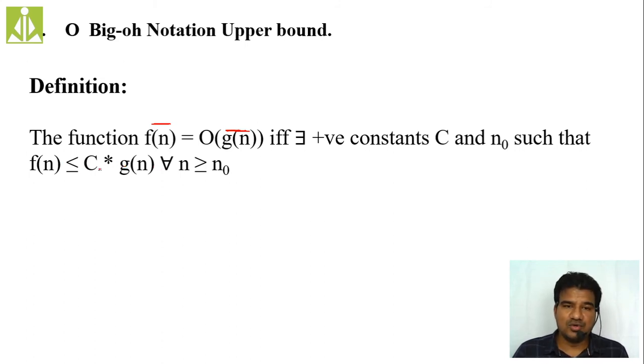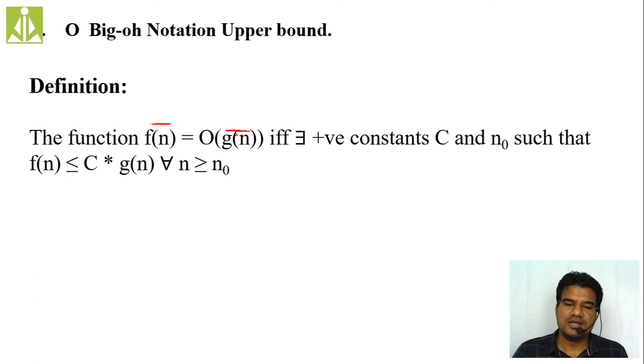If you are able to represent your f of n in this form for all n greater than or equal to n naught, then we can represent this entire function in this form: f of n equals order of g of n.